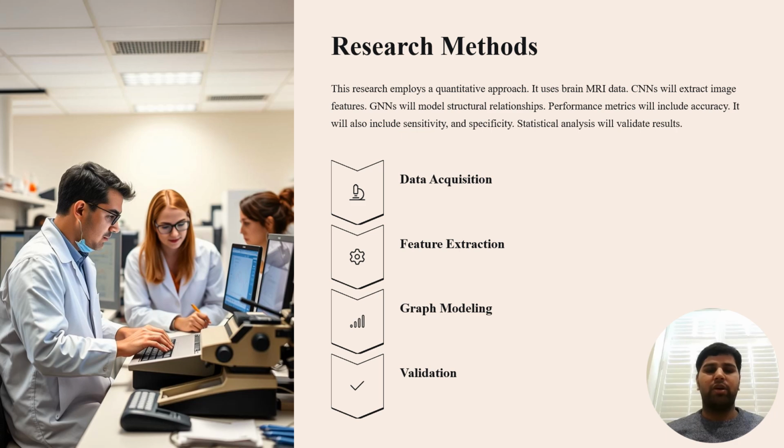Research method: data acquisition is very important. How can we get the data and how will we use it for our benefit? Feature extraction: which attributes are most important in our image for diagnosis. And graph modeling is using those attributes and features on the nodes, making sure that we can get all the information that is essential for our modeling. And validation is that we will use a different data set to check whether our model is working accurately or not.